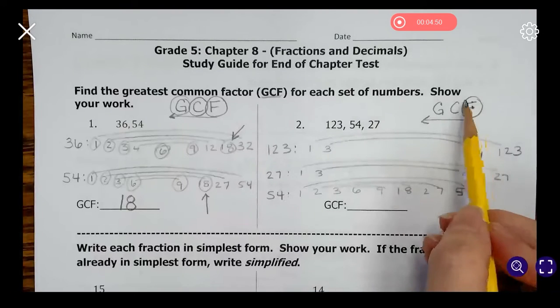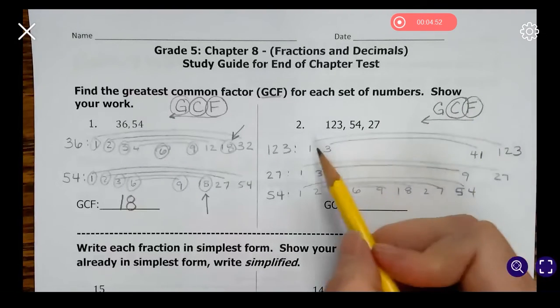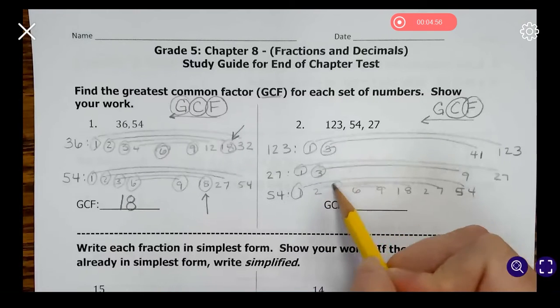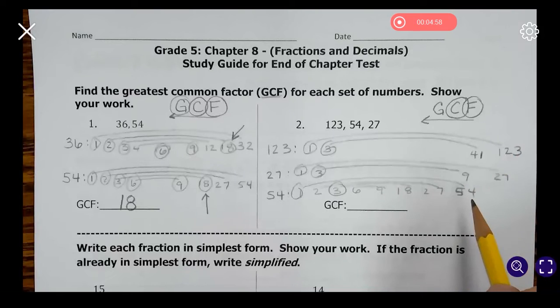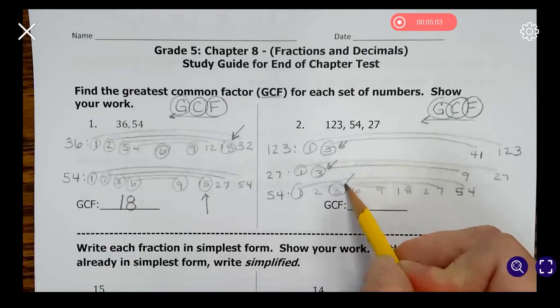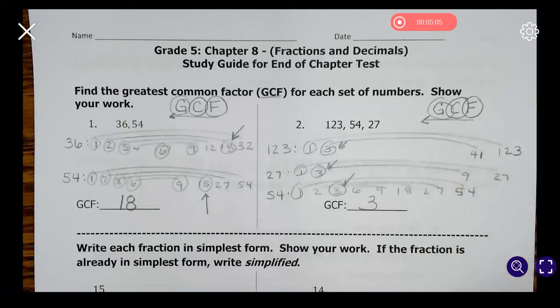So, C, what do they have in common? 1, 3. And of the ones we circled, which is the greatest? That would be 3. So the greatest common factor is 3.